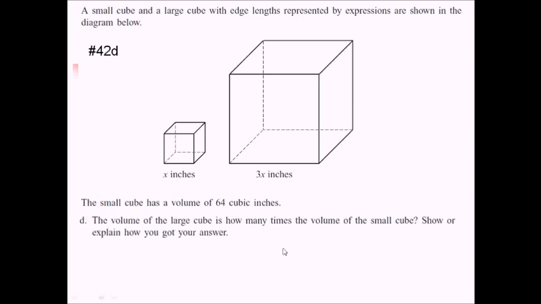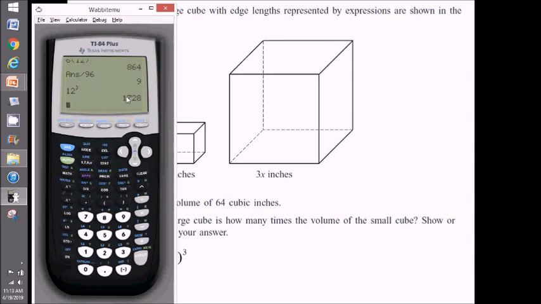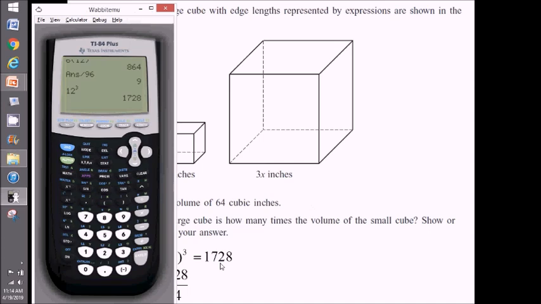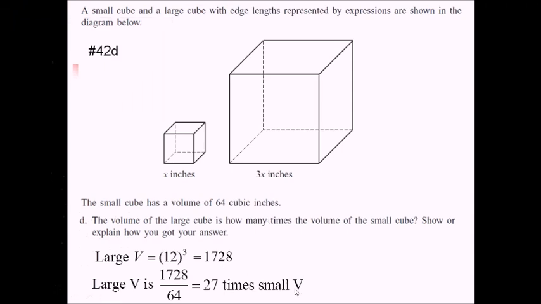For part D, we want to know the volume of the large cube is how many times the volume of the small cube. So again, I'm just going to calculate the large volume. That's going to be 12 cubed, which, let's see what that is. On my calculator, that comes out to 1,728. And we already know the volume of the small cube. They told us that. It was 64. So then our large cube is going to have a volume that is 1,728 divided by 64 times the small cube's volume. And let's see what that actually comes out to on the calculator. Divide my answer I just got by 64. So that's going to be 27 times the small cube's volume.